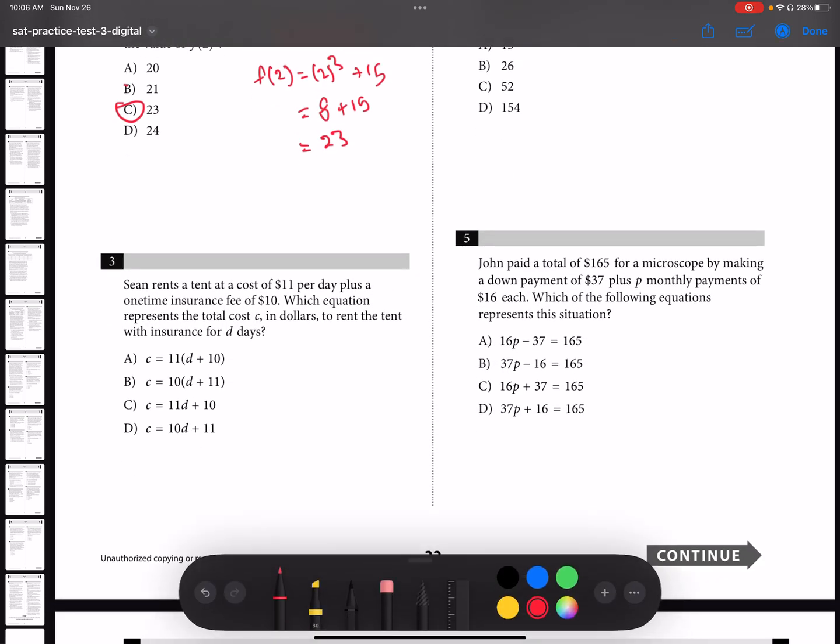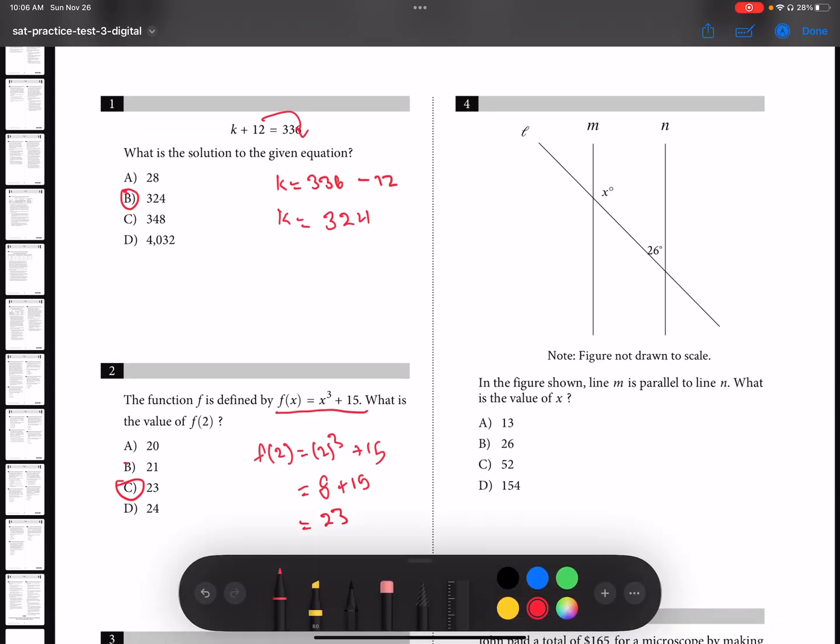Number 3, Sean rents a tent that costs $11 per day and an insurance fee of $10. Which equation? So that's 11 per day and a $10 fee. So that would be C as the answer.